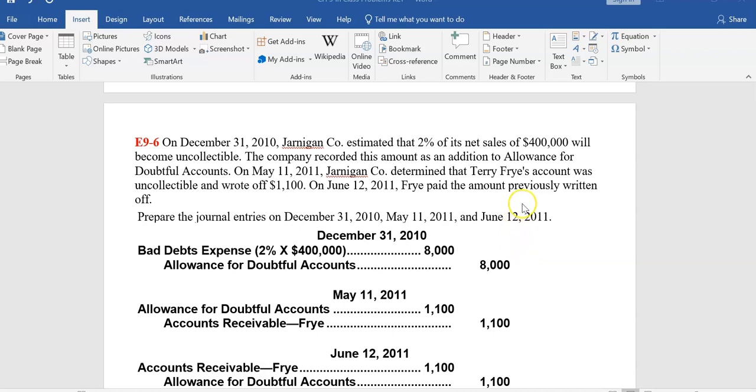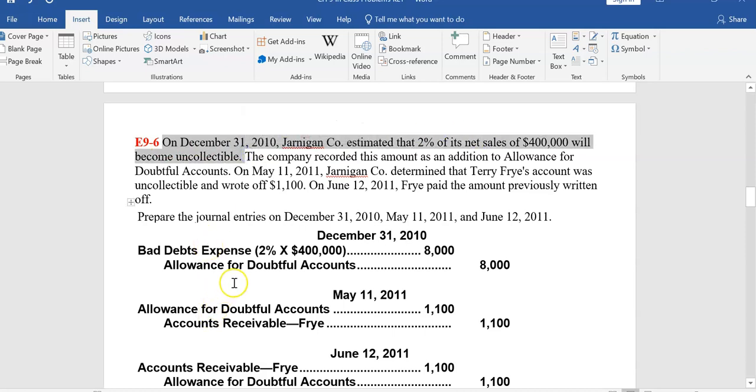Let's look at a write-off of an account receivable, and you'll see it'll be handled pretty close to the same. On December 31st, Jarnigan estimates that 2% of its net sales of $400,000 will become uncollectible. The company recorded this amount as an addition to the allowance for doubtful accounts. The next year, on May 11th, Jarnigan Company determined that Terry Fry's account was uncollectible and wrote off $1,100. On June 12th, Fry paid the amount previously written off. We are going to prepare these 3 journal entries, starting with the December 31st journal entry.